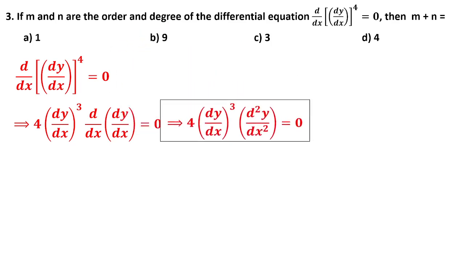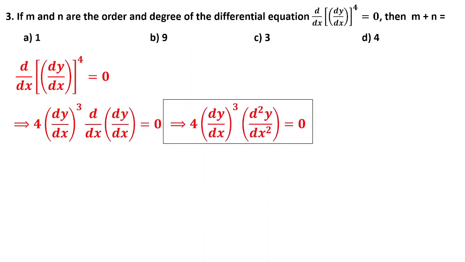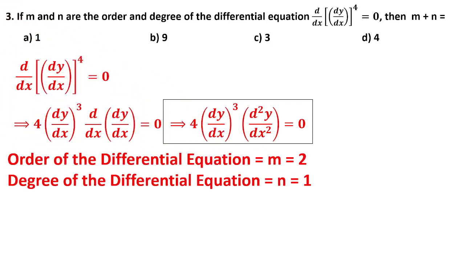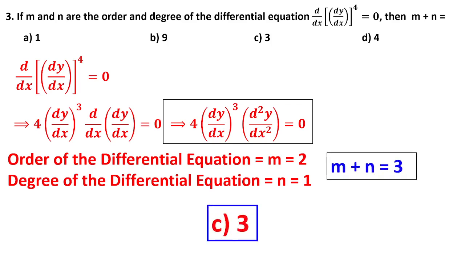This is the final differential equation from where I have to calculate the order and degree. Which is the highest order derivative here? 2. Therefore, its order is 2. Its power is 1. Therefore, its degree is 1. But don't get directly tempted to write the answer as 1 and 4. Therefore, the answer is 3. m plus n is equal to 3.